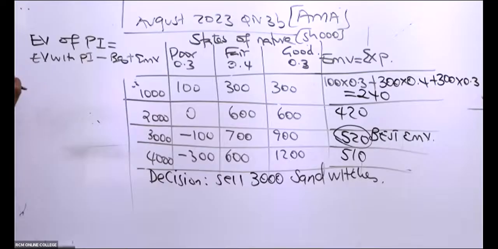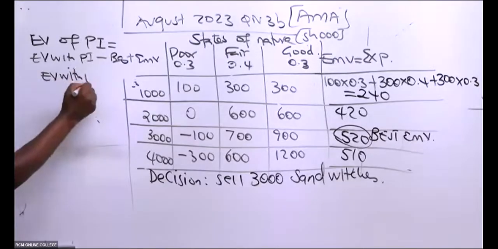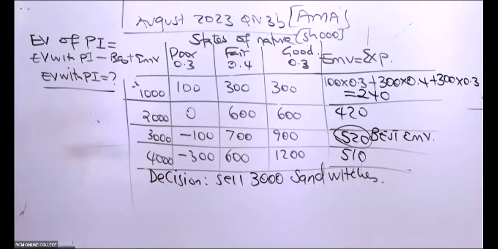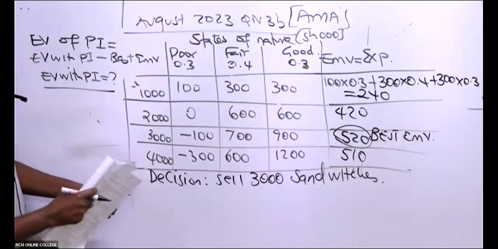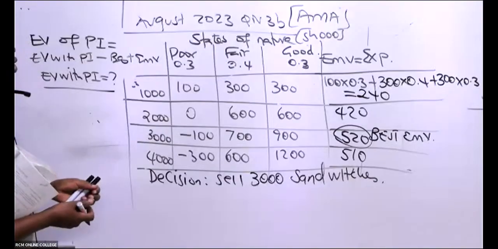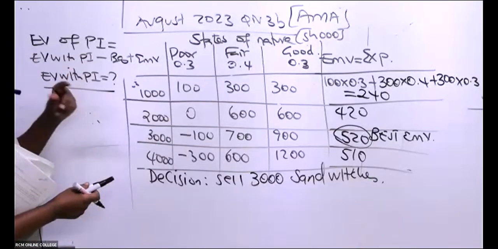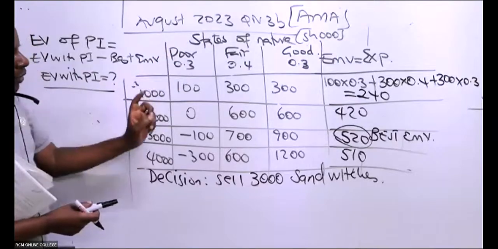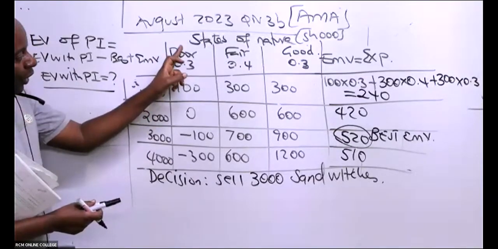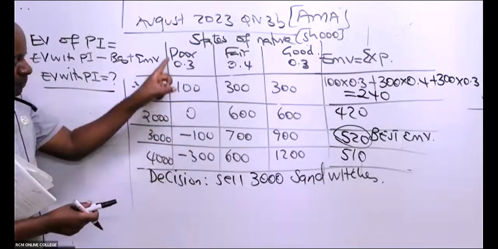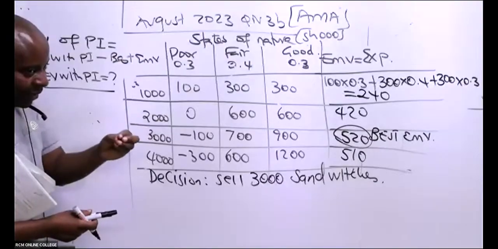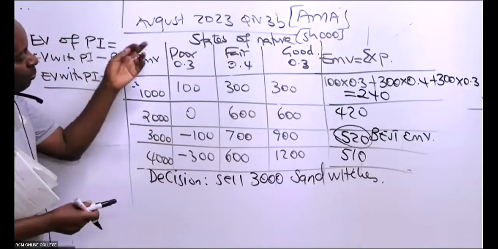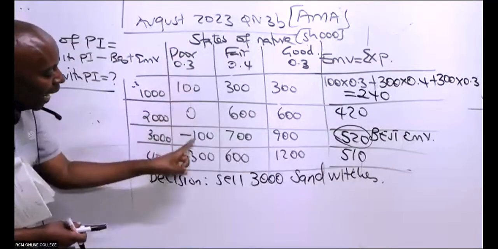So then, before I even explain what this means, is there anybody who is able to give me expected value with perfect information? How do we get it? It's very easy. Remember, this expert is coming to advise us on the state of nature that will prevail. He will tell us, from my experience, it is the poor that will prevail. So if he advises us it is the poor that will prevail, which outcome shall we go for here? 100, the highest, isn't it? Given information that it is poor that will prevail, we shall go for the very best here.